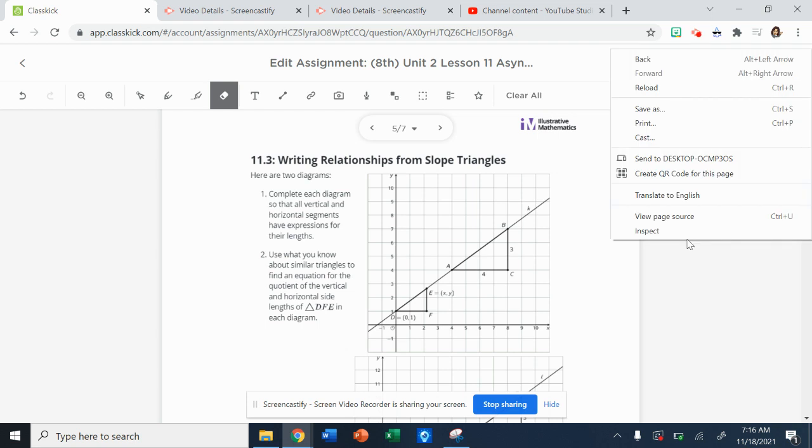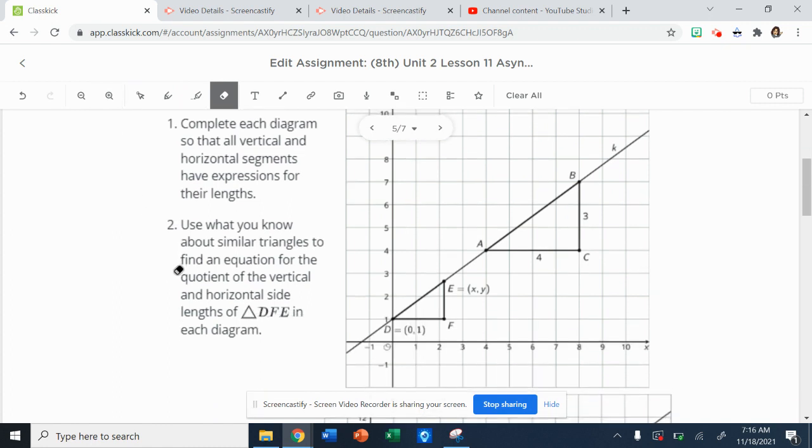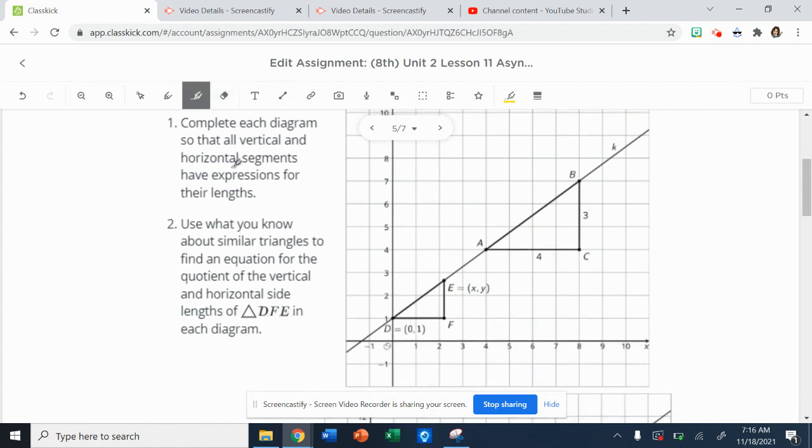So you might have guessed what the side lengths were for triangle DEF, but the truth is that we can't really tell. We don't see a perfect intersection with any of the grid lines, and so that's why this portion of the question was important. It says expressions for their lengths. So we know that DF is going to be whatever the x coordinate is for point E, right? Whatever the x coordinate is, that is going to be what DF is equal to.